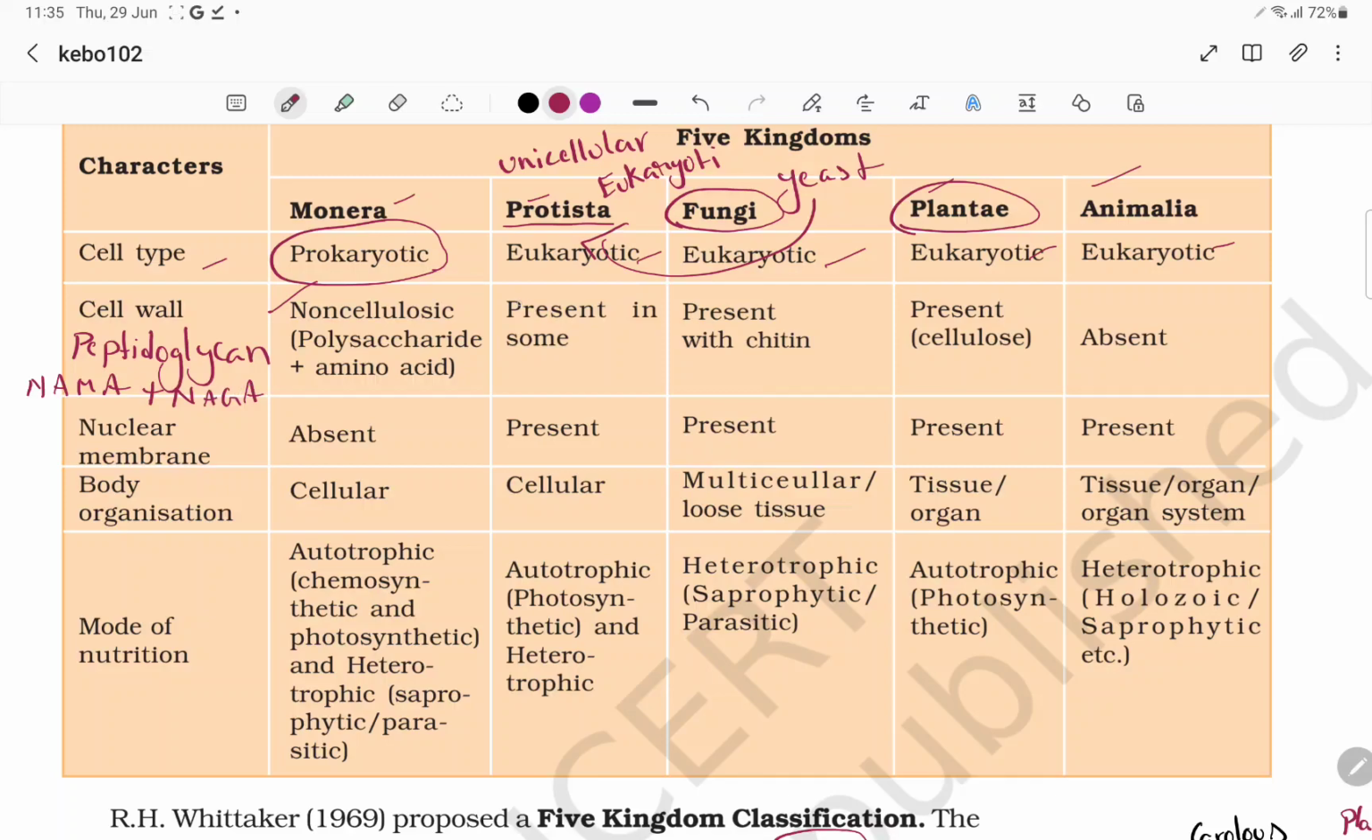Right? In Protista it is present in some, and cellulose-like walls. And here we have the chitin. Chitin is a homopolymer, also made up of N-acetyl glucosamine. And here it is plants. It is made up of cellulose: cellulose, hemicellulose, pectin, lignin. We have suberin, calcium pectate in the middle lamella, and galactans and mannans in the algae. All these come under the plant kingdom. And in animals the cell wall itself is absent.